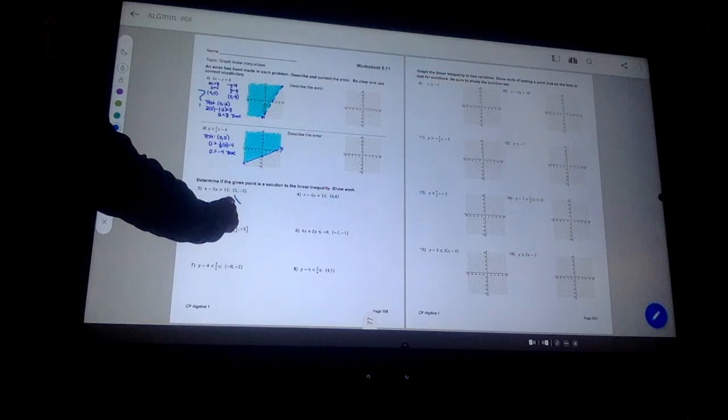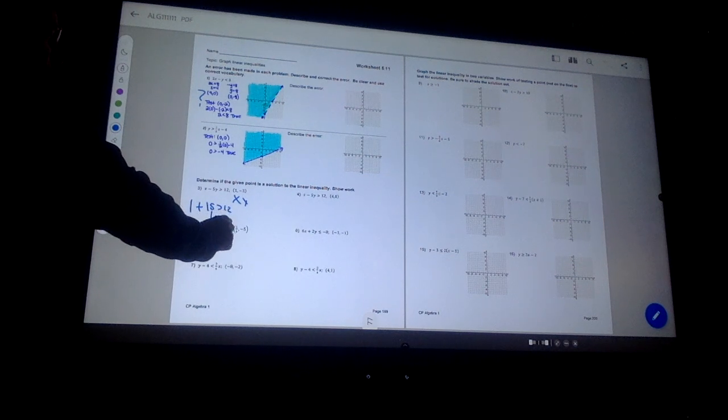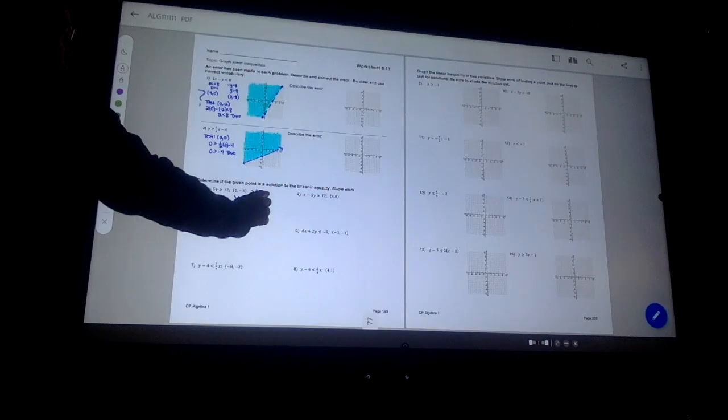All right, so that's x, y. I don't know if there's an error on that one. X, y, so I'm going to plug that in. So I'm going to get 1 minus -3. -5 times -3 is +15. Is 16 greater than 12? This is true, so yes, that's a solution.